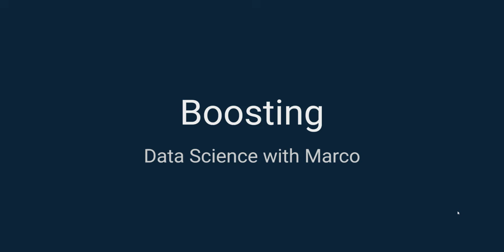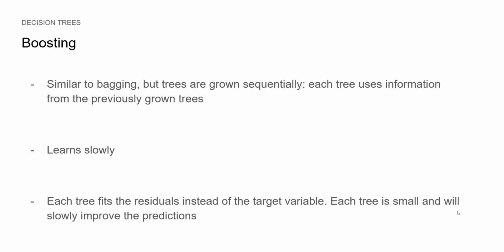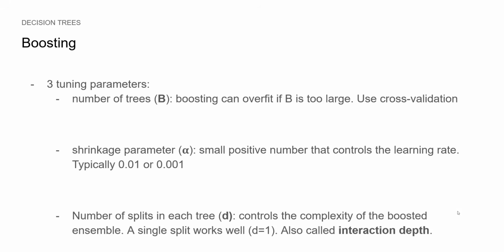Finally, let's cover boosting. Boosting works in a similar way to bagging, but trees are grown sequentially. They use the information from previously grown trees. This means that the algorithm learns slowly. Also, the trees fit the residuals instead of the target, so the trees will be small and will slowly improve the predictions. There are 3 tuning parameters for boosting.